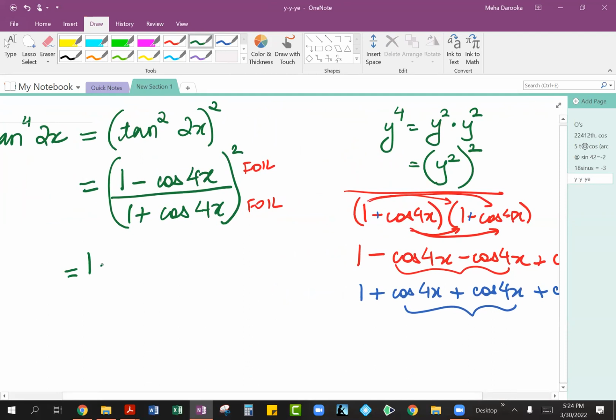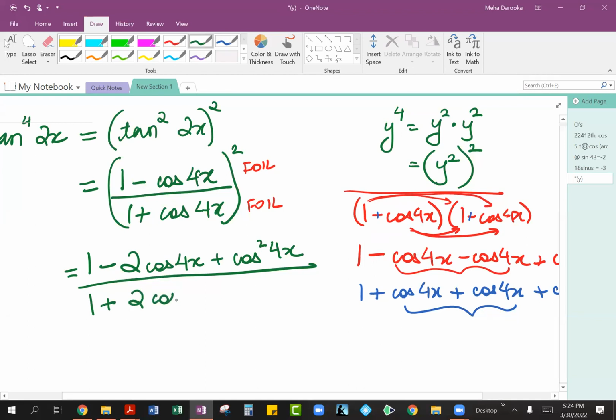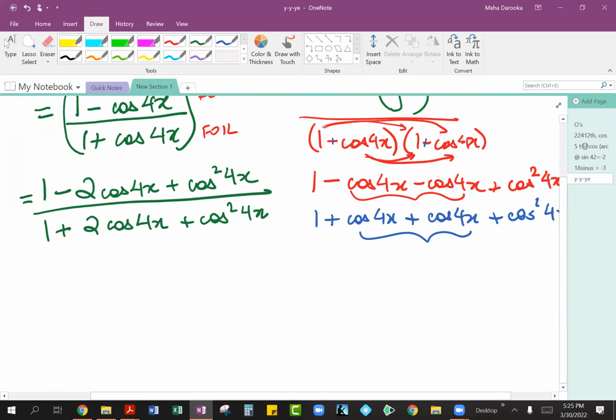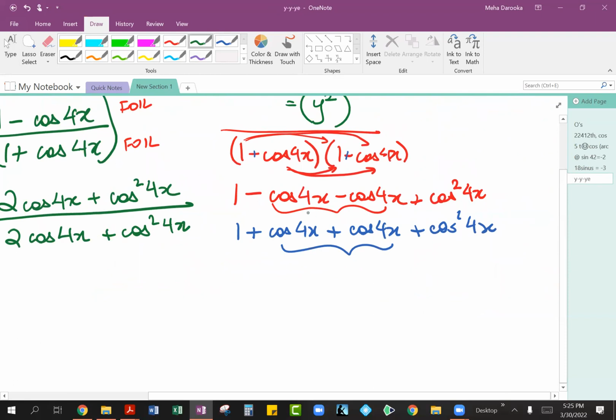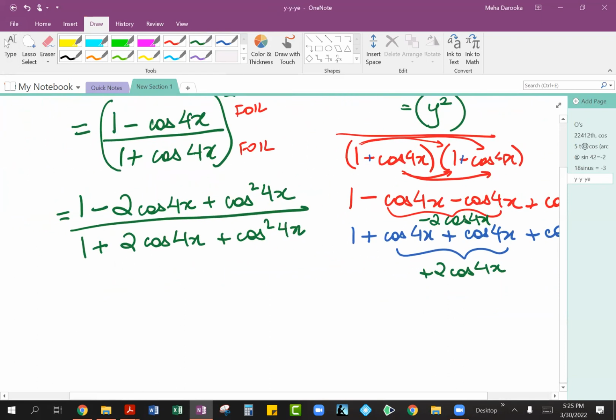So that means we will end up with 1 minus, because cosine minus cosine will become negative 2 cosine of 4x plus cosine squared of 4x. This one will be 1 plus 2 times cosine of 4x plus cosine squared of 4x. So again, combining these 2 terms, this becomes negative 2 cosine 4x. This becomes positive 2 cosine 4x.